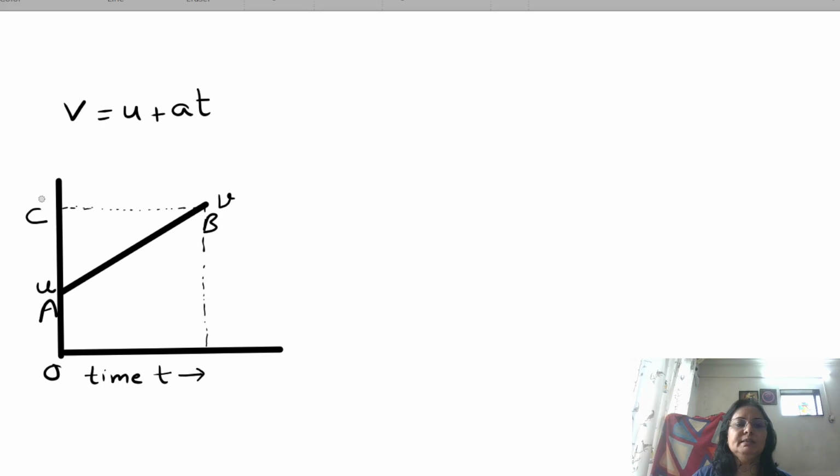So this B point is equal to the C point. So velocity can be C. Now let's draw a line parallel to the x-axis from point A. Let it cut the y-axis at point D. And let the line parallel to the y-axis intersect the x-axis at point, say, E.